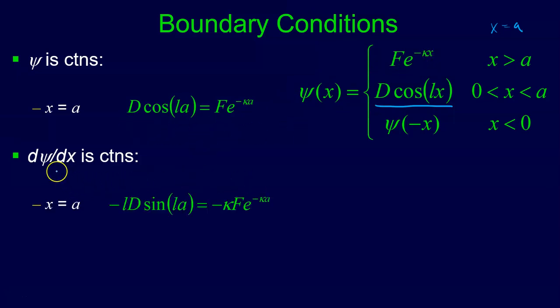And then to do the same thing for d/dx, we've got to take the derivative. So the derivative of this guy would be negative LD sine of L, and we plug in the a over here. And this guy here, the derivative would give us a negative kappa F times e to the negative kappa a. And so again, we plug in the a's. We got 2 equations, and literally what we do is we take this equation, negative LD sine(La), and divide it by the other equation, D cosine(La), and that'll equal the other side of it here.